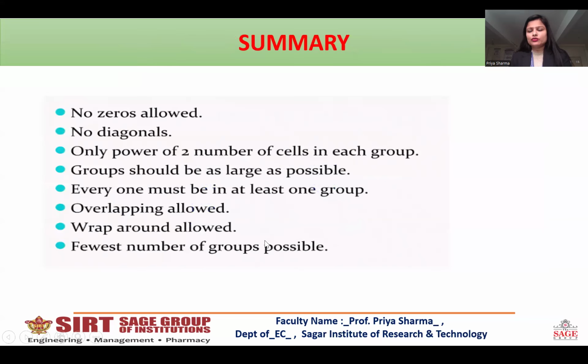So to summarize the rules of the K-map, no zeros are allowed in the K-map grouping. No diagonal grouping is allowed. Only a power of 2 number of cells in each group should be there. The group should be as large as possible. Every one must be in at least one group. Wrap around is allowed, overlapping is allowed, and the fewest number of groups should be there.